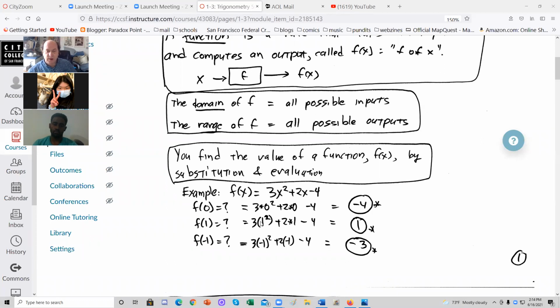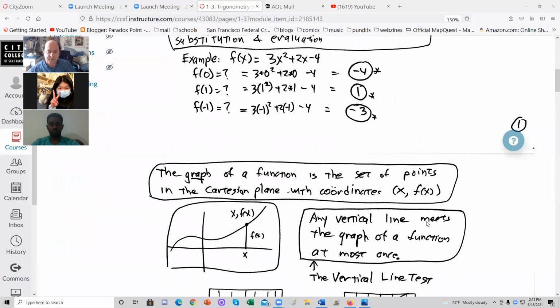3 times 1 squared plus twice 1 minus 4. After a bit of calculation, it's 1. F of negative 1, you plug in a negative 1 here and here: 3 times negative 1 squared plus twice negative 1 minus 4. After some calculation, that's negative 3.